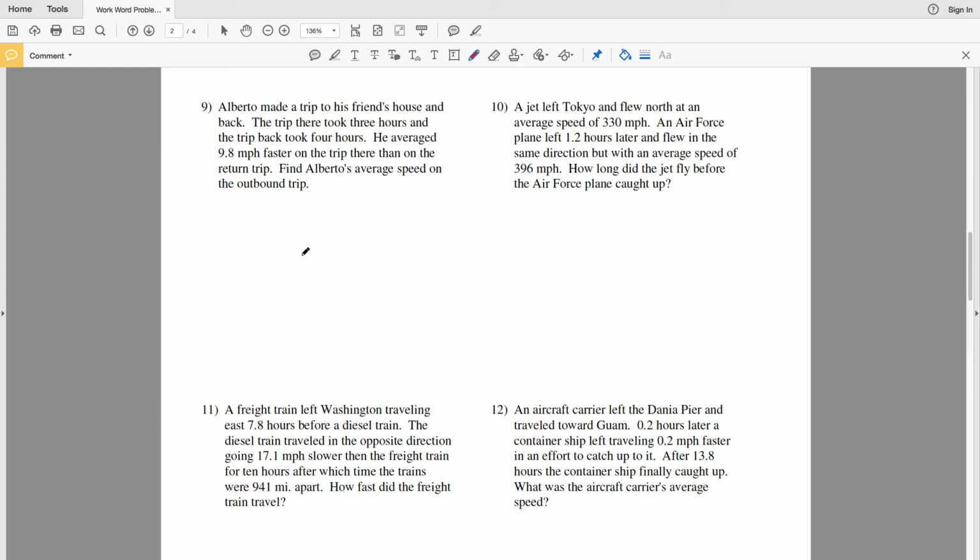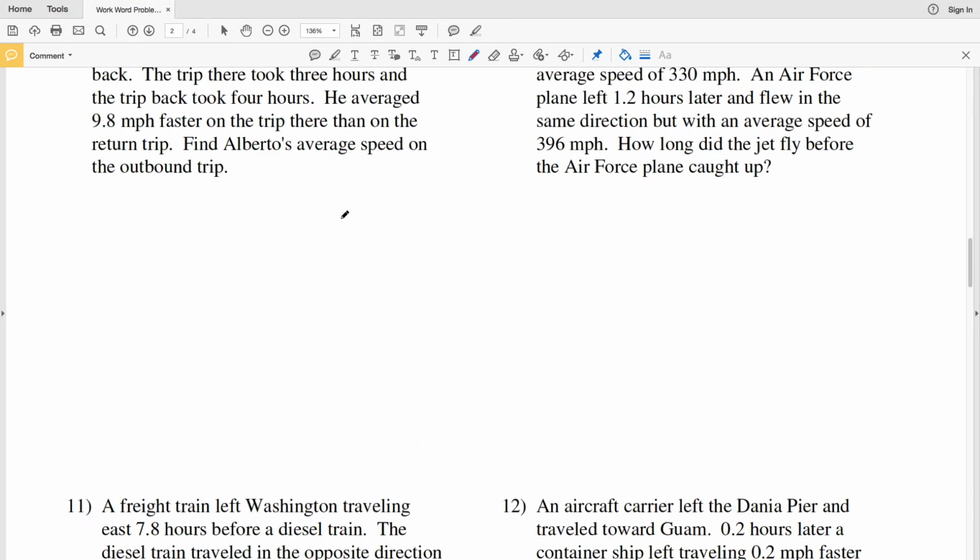In this video, we're going to finish the Work Word Problems worksheet on the KutaSoftware website under the Algebra 2 tab. I'll leave a link in the description below so you know how to access this worksheet. And it's within the Equations and Inequalities section.